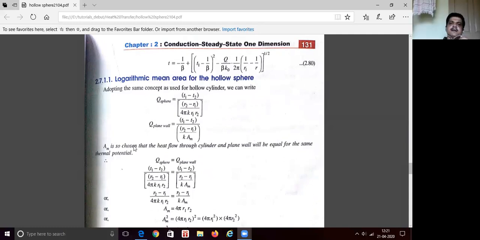The effect should be the same. Temperatures T1, T2 should be the same, the thickness of both the plane wall and the sphere should be almost the same, and the heat transfer Q should also be the same. For that, what should be the surface area of the plane wall? That's what the logarithmic mean area for a hollow sphere is.